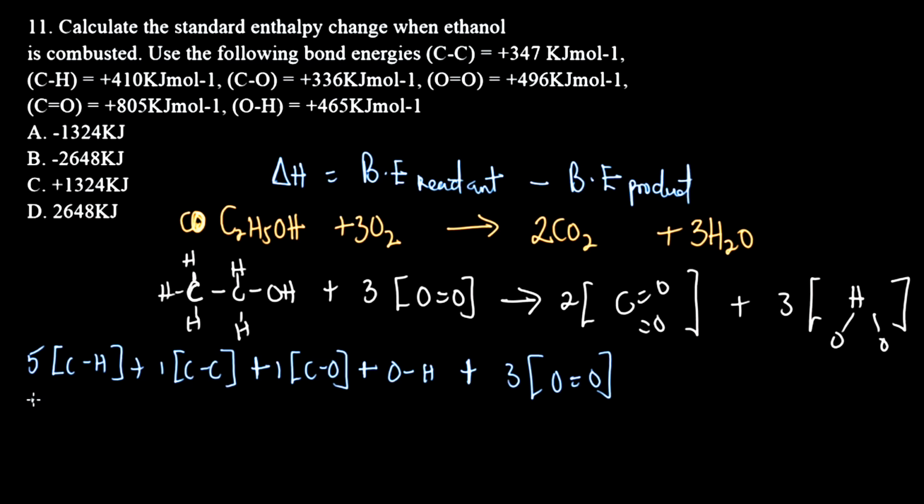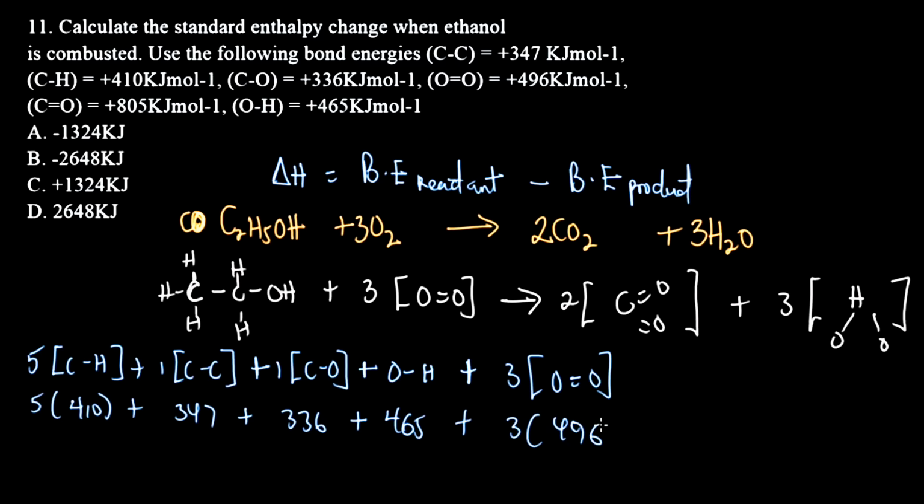So let's find the value. We have 5 in the bracket, since the CH bond is 410, plus the CC bond is 347, plus the CO bond is 336, and the OH bond is 465, plus 3 times the O=O bond, which is 496. So everything here becomes 4686.